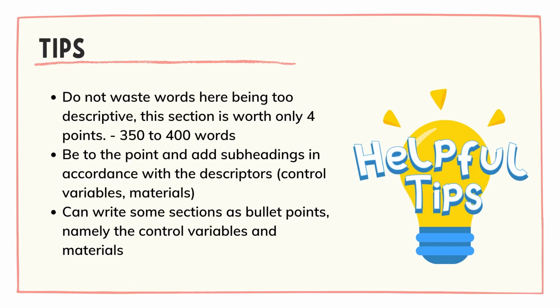Other than that, I think it's very important to write to the point and write as concisely as possible rather than being too lengthy in your descriptions. Another thing I would recommend is adding subheadings that correspond with the requirements of the rubric. For example, having subheadings like research design, then sampling method and choice of participants, control variables, materials, and then adding your points under each of those sections. And finally, in this section, you can actually write some of your points as bullet points. This could be done for the control variables and materials section especially, where you do not have to write long paragraphs to be able to describe that effectively.